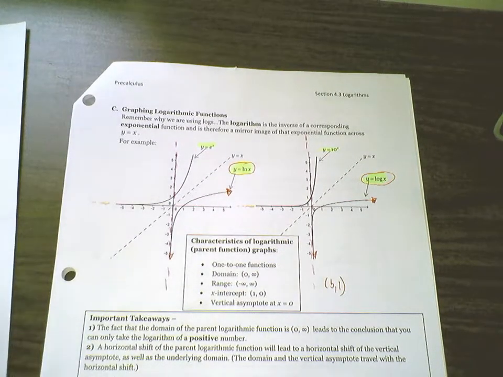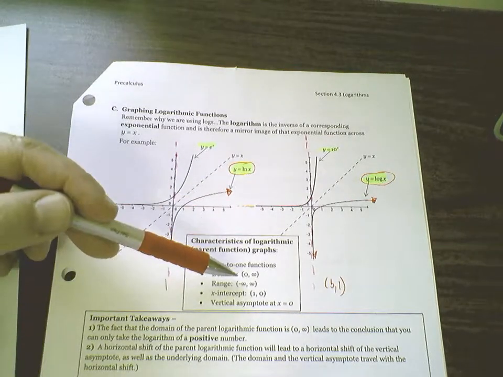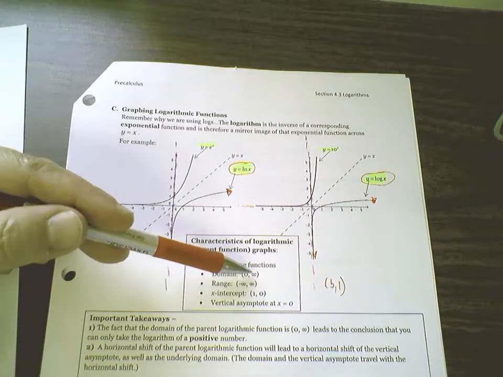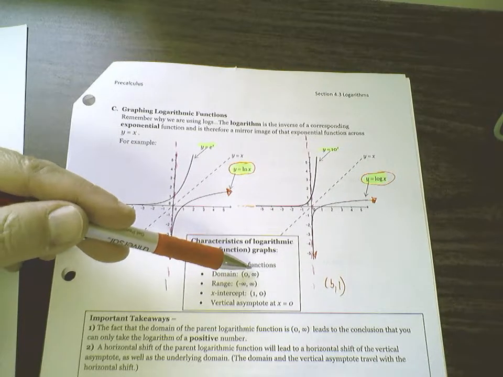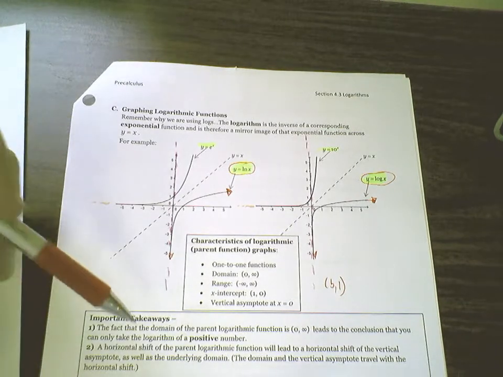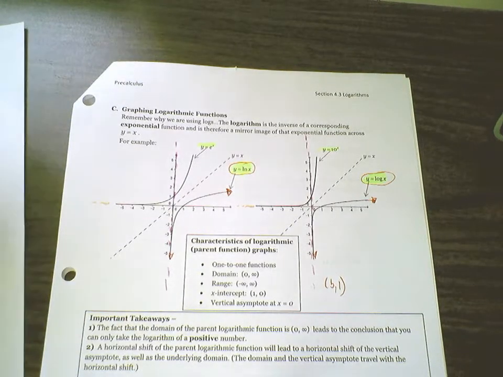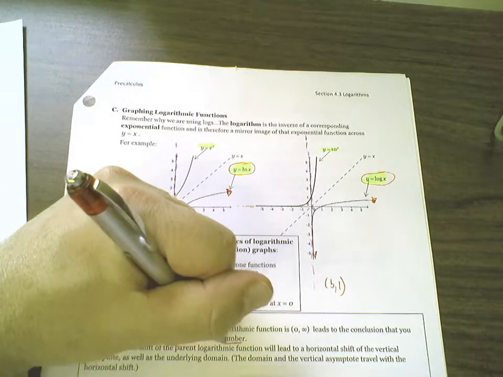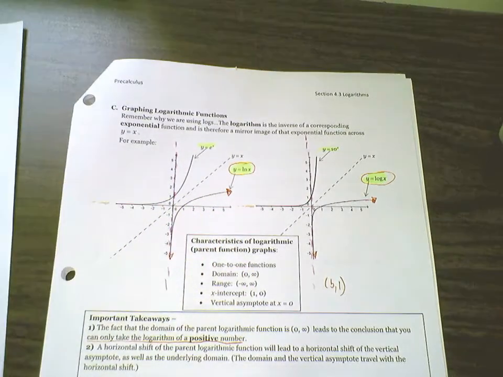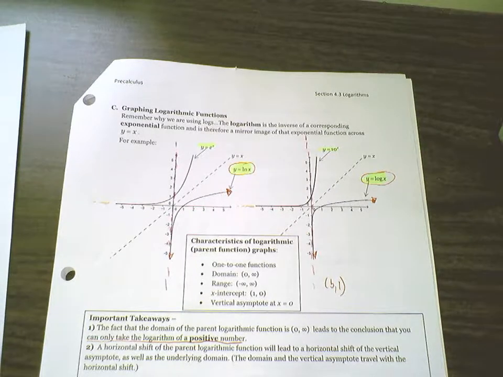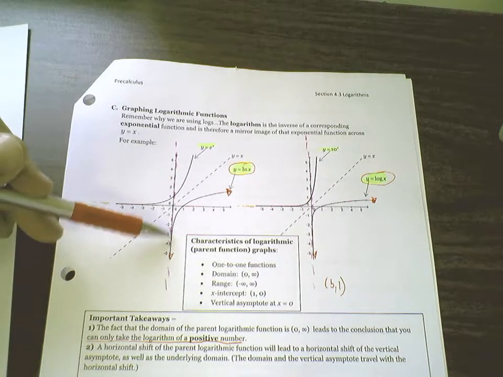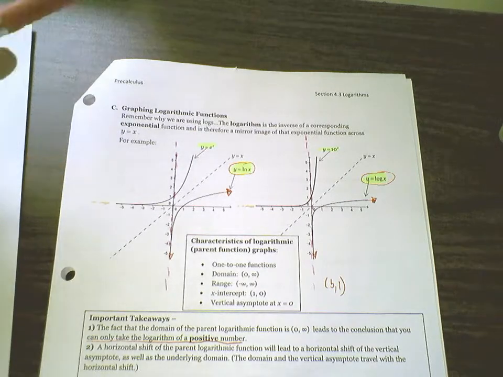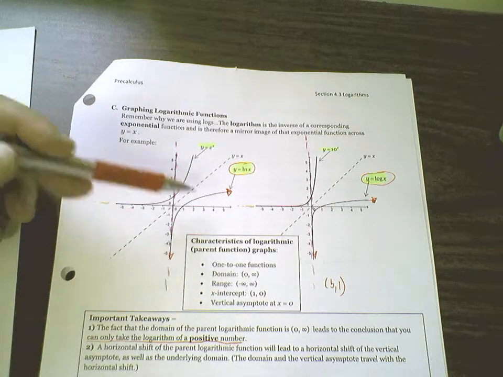Now, there's a couple important takeaways. The domain of a logarithmic function is 0 to infinity, not including 0. In other words, it's all values greater than 0. It leads to an important statement. You can only take the logarithm of a positive number. You can't take the log of 0. You can't take the log of a negative number. Very important point. And you can see it just by looking at the graph. The domain, the inputs that you can put into the logarithmic function have to be greater than 0.